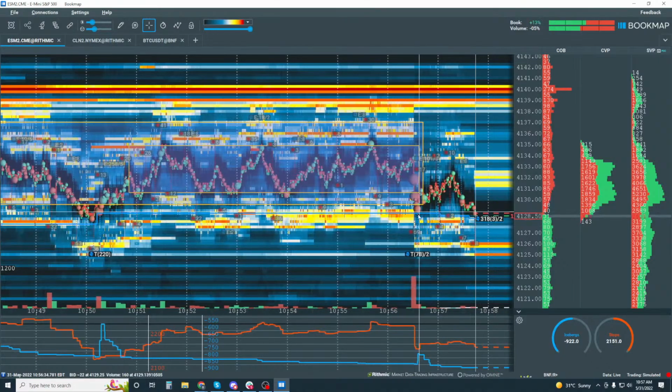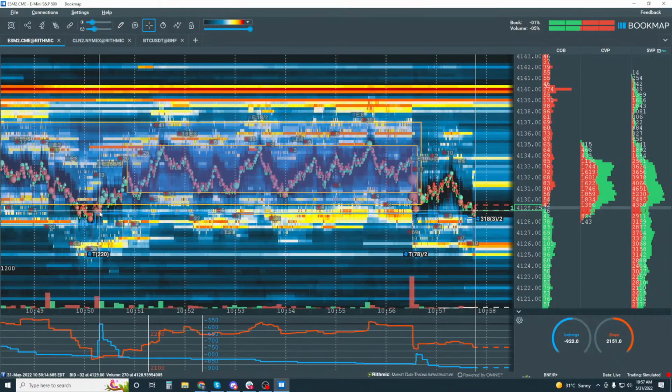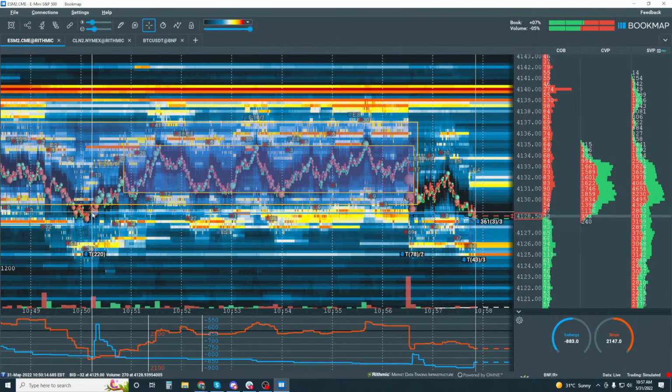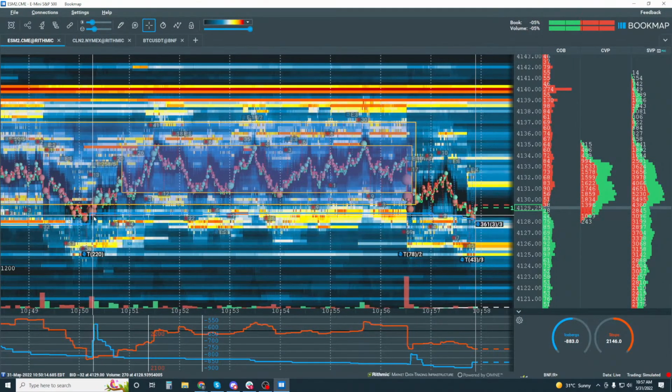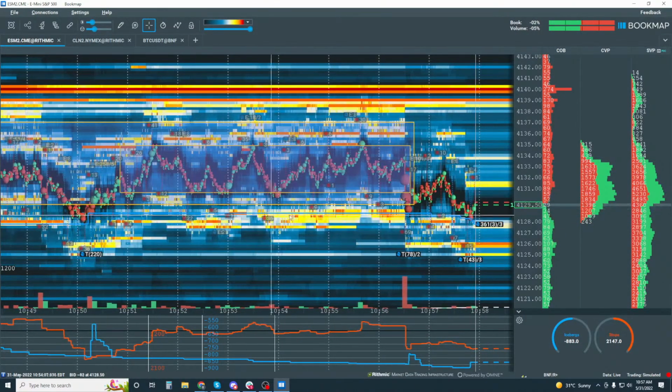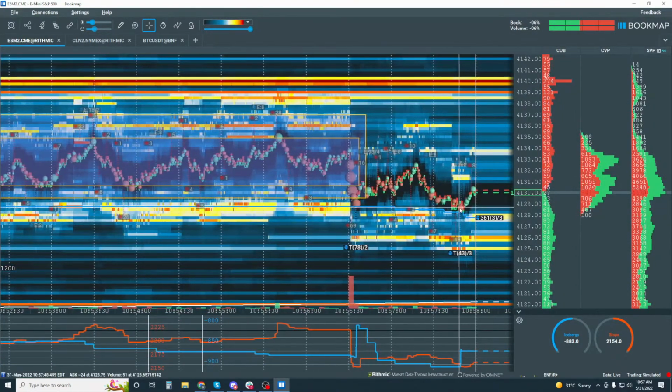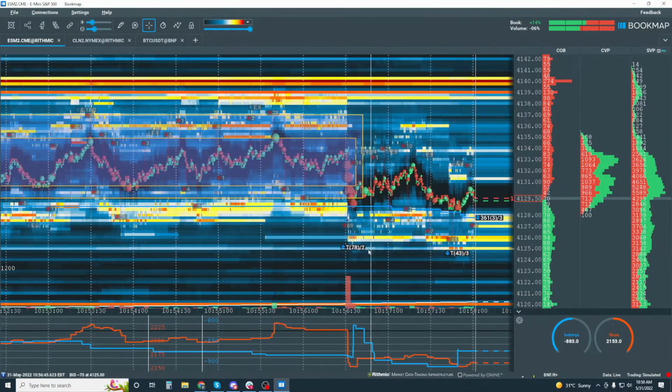And it probed it. It probed 28. Right, that's what we're looking for, is just to move down here and test this area. Okay, now let's take a look again at this area, and we did make a slightly lower low here, but we don't have many sellers down here.